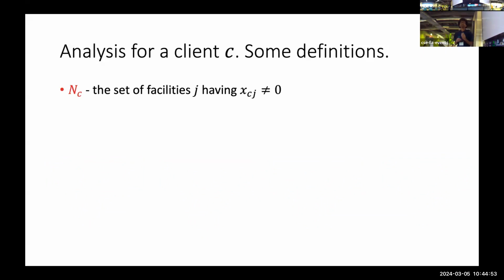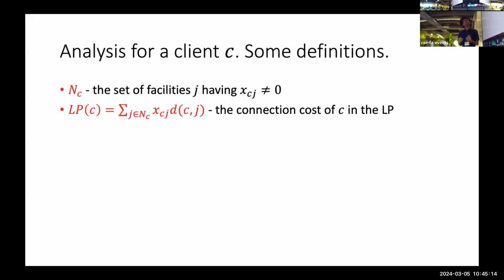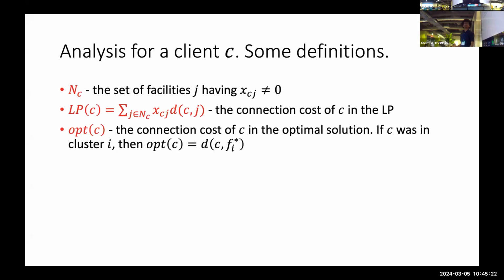Okay, let's define a few things. These will be needed as we proceed. So for every client C, let me define this set NC. NC is basically the set of facilities J which C sends flow to, or is connected to with non-zero probability in the LP system. And LP of C is basically the connection cost of client C in the LP, the fractional connection cost. And I can also define opt of C, the connection cost of C in the optimal solution itself. Okay, so these three things we can define.